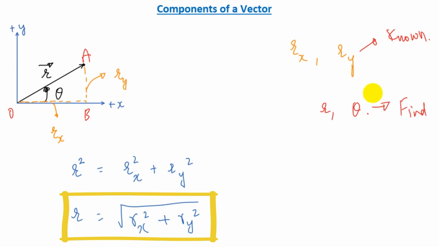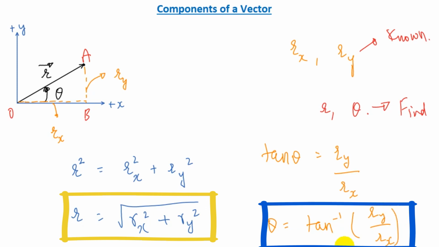Now next we can find theta also. Tangent theta from this triangle would be equal to AB over OB. Now AB we have ry, and OB we have rx. So from here theta would be equal to tangent inverse ry over rx. Now there is another method to calculate theta.